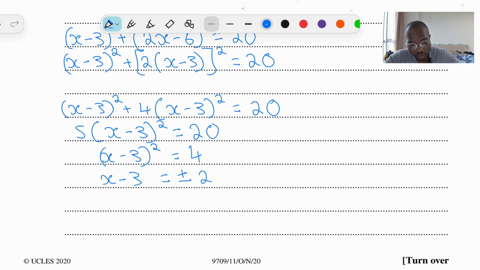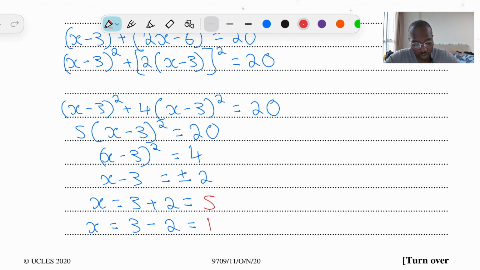So, therefore, we have two different possibilities. Let's consider when x is positive 2 first. We get a positive 3 plus 2, so we get a 5. And then we also get x is equal to 3 minus 2, which is a 1.